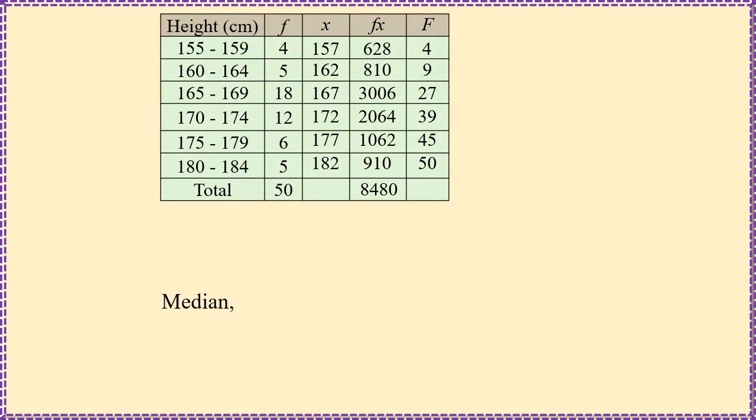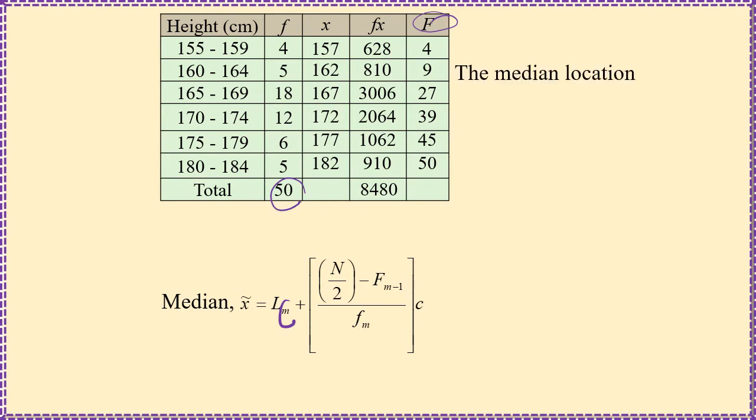Okay, to find the median, now we have the formula for the median, right? It is equal to the lower boundary of the median class plus n over 2 minus the cumulative of m minus 1, divided by the frequency of m, and then multiplied by c. So, to determine the median class, what we need to do? We have to look at the cumulative frequency here. We know we have a total frequency of 50. So, the middle point should be the 50 over 2 observation, right?